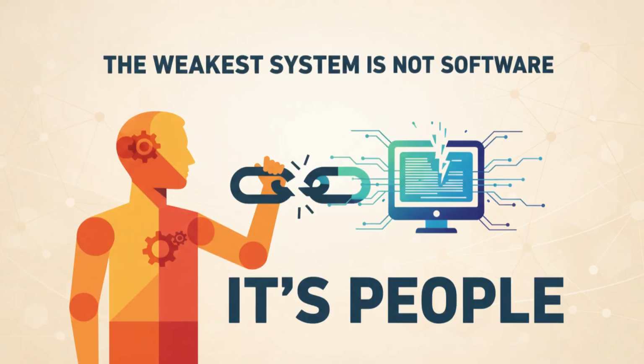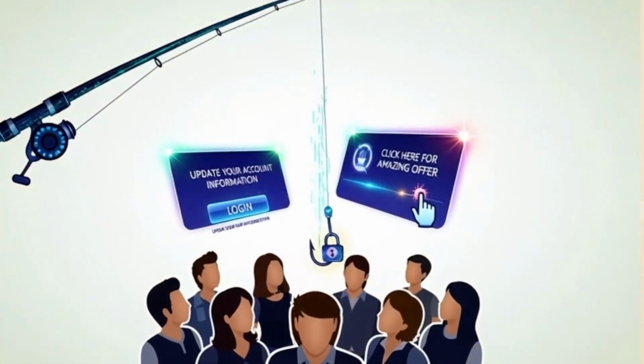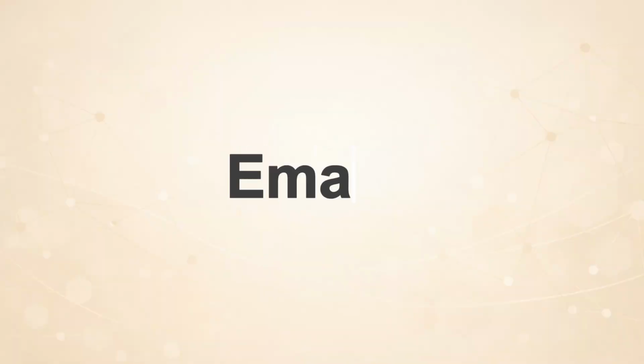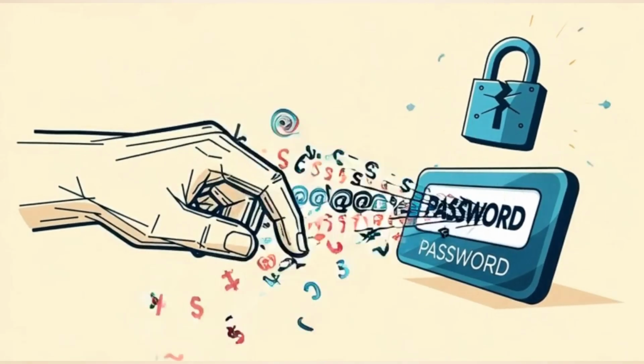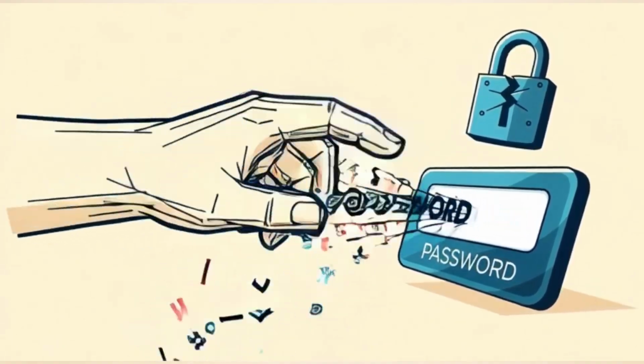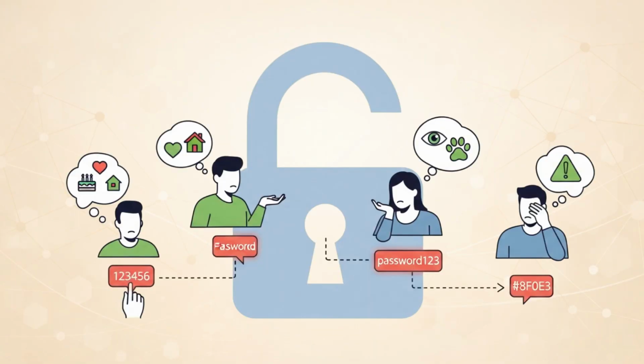The weakest system isn't software, it's people. Phishing tricks users into giving access. Emails, fake logins, urgency. Brute force tries every password. It still works because people use bad passwords.